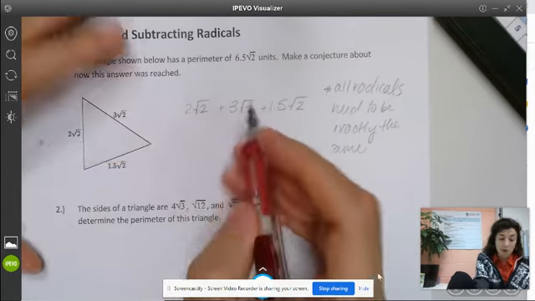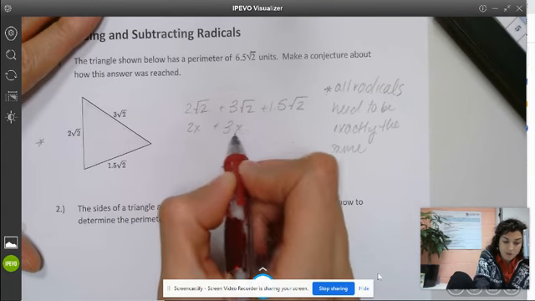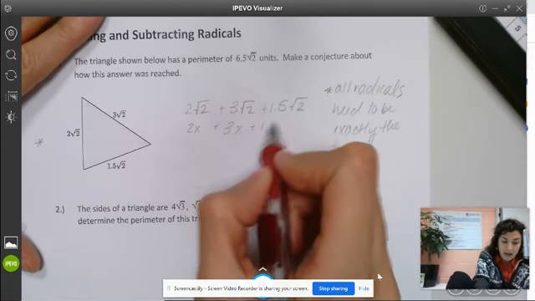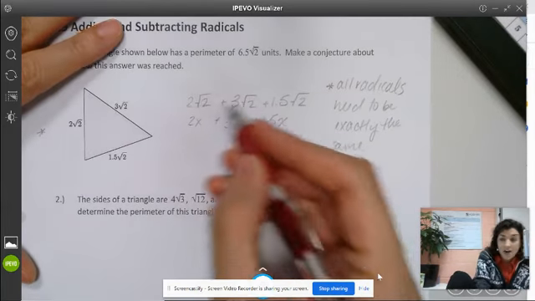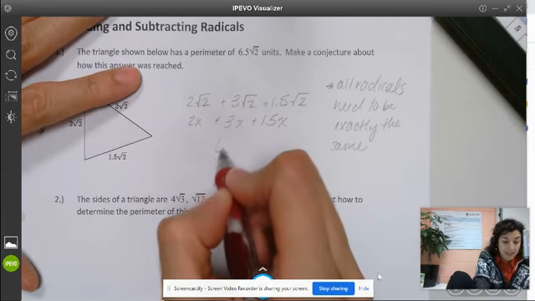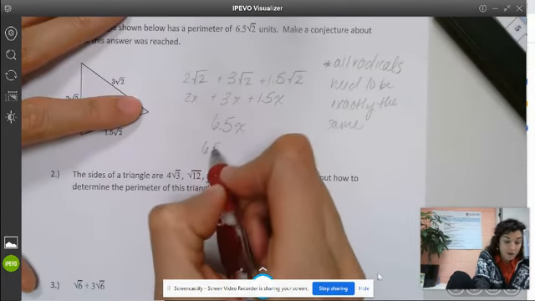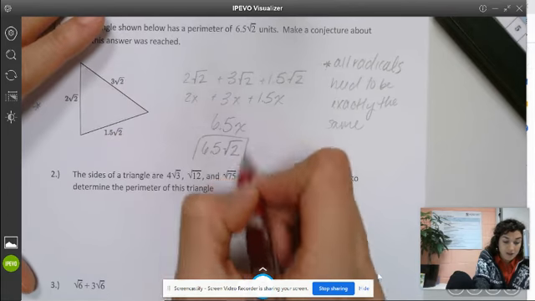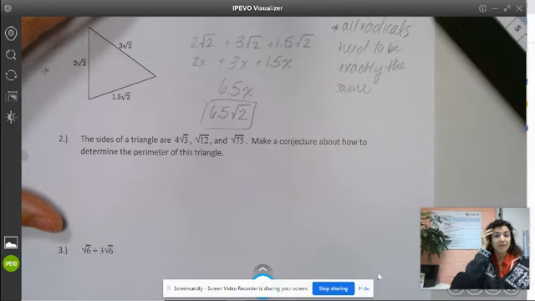So here we have 2 square root of 2. We can think of that as 2x plus, and then we have 3 of those square root of 2 guys, and then we have 1.5 of those square root of 2 guys. Adding all of those pieces together, we get 2 plus 3 plus 1.5. That's 6.5x. In other words, we have 6.5 square roots of 2. And that is how we got to the perimeter.